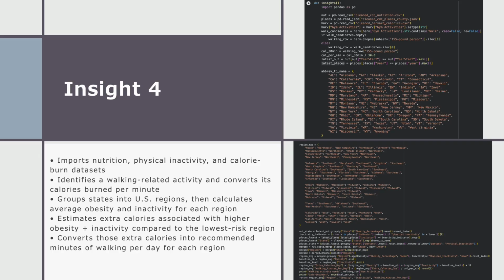Then, we grouped every state into one of the 5 major U.S. regions and calculated average obesity and inactivity for each region. Using those averages, we estimated how many extra calories each region accumulates per day compared to the lowest risk region. Last, we converted those extra calories into the number of walking minutes needed per day to offset this difference.